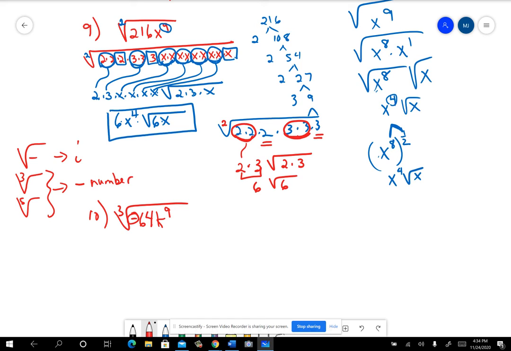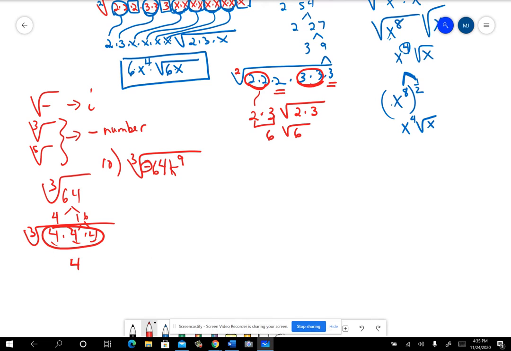That's because the cube root of 64 would be 4. We've had to deal with that already. 64 is 4 times 16, or 4 times 4 times 4. So see how there's 3 4s? The cube root of 64 means we're looking for groups of 3, and we need a group of 3 of them to be able to bring anything out of the radical. There's one group of 3 4s, so you can take a 4 out.